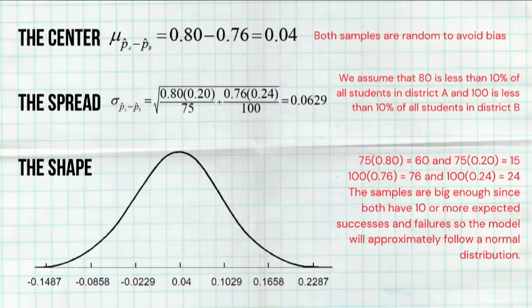Now we got the center, the spread, and the shape. The center is of course going to be the mean of all possible sample differences. So again, this should be the true difference.